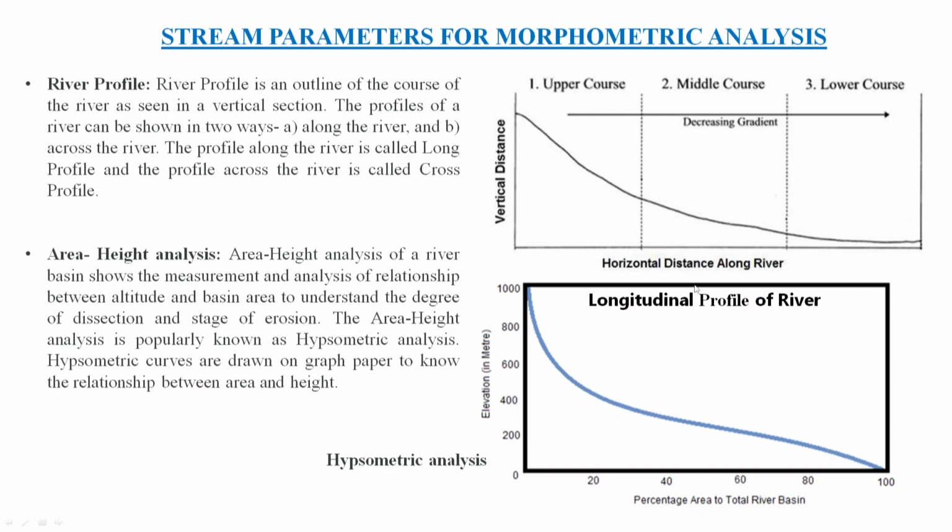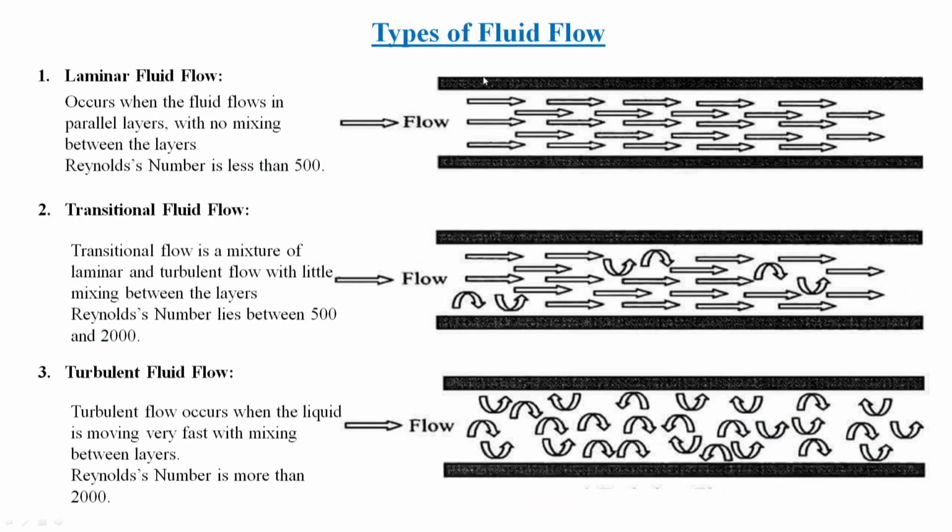So based on that, you can also have an idea, just by looking at the graph and looking at the value, you can make out how mature your river is, or which part of a particular river you are looking at, whether you are in the upper course, the middle course, or the lower course. So these graphs are extremely useful for the analysis of three-dimensional morphometric analysis.